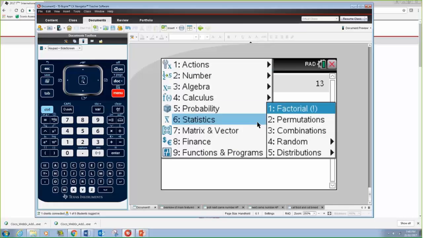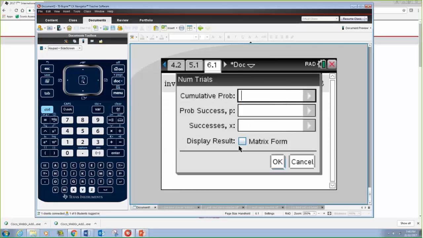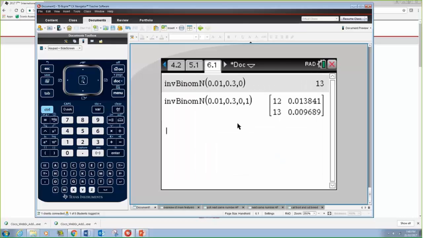However, if I do it again, and I enter the same numbers, I will show you what happens if this time we use the matrix. 0.3, and we want 0, but this time I put a matrix form, so now it displays things. It shows me that if it's 12, it's 0.0138, so it's not quite what I want, but with 13 trials, the probability that I achieve at least one with the probability more than 0.99, I need 13 shots.